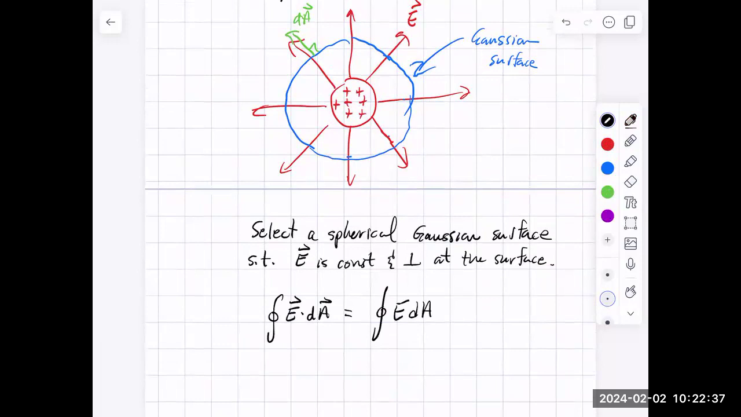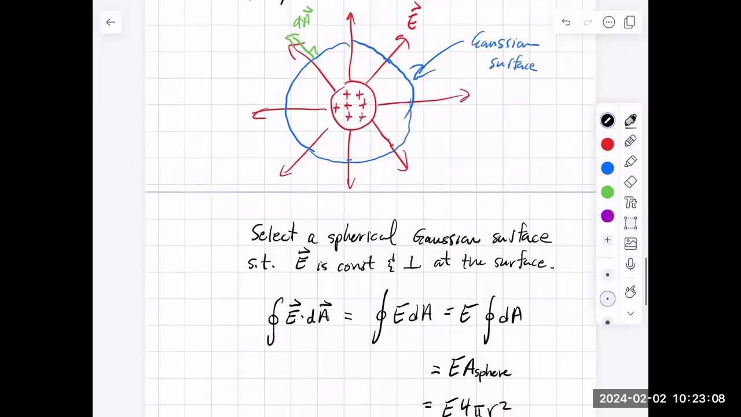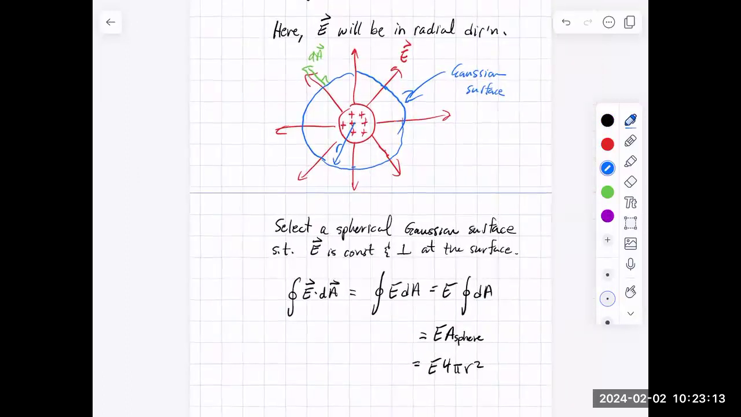And then I would say, okay, the electric field is constant on the blue surface because the blue surface is always the same distance from the charge. And so if the electric field is constant, I take it outside. And this integral of dA just gives me the area of the sphere. So a sphere, which the area of a sphere is 4 pi r squared, where r is the radius of our blue spherical surface.